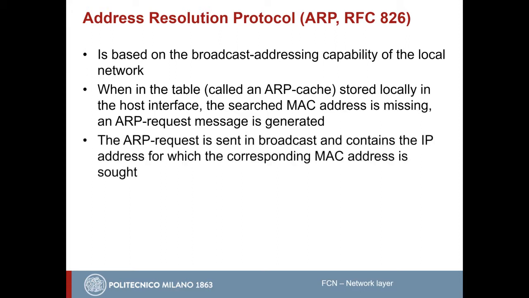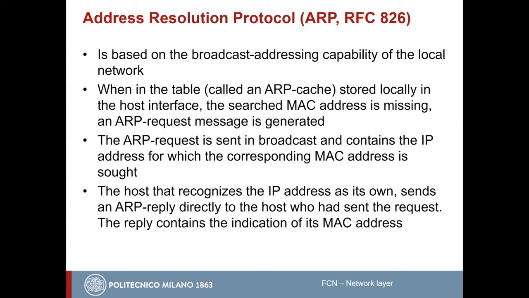The ARP request is sent in broadcast, and it contains the IP address for which we are looking for a corresponding MAC address, and of course also the MAC address of the source interface, so that the destination interface which is reached by this request can reply to the specific source. So this message is sent in broadcast. It is delivered to all the layer 2 stations that are connected to the network.